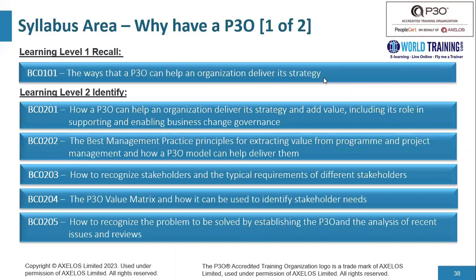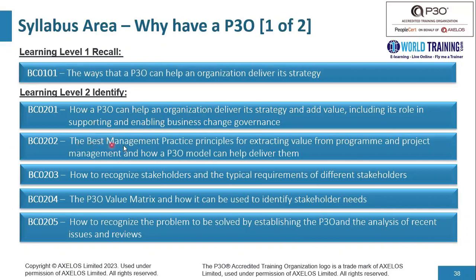At level 1, recall, we would be looking into the ways that a P3O can help an organization deliver its strategy. And at level 2, we would look into how a P3O can help an organization deliver its strategy and add value, including its role in supporting and enabling business change governance. Let me use the highlighter as a part of the annotation tool to take you through the contents on this particular slide.